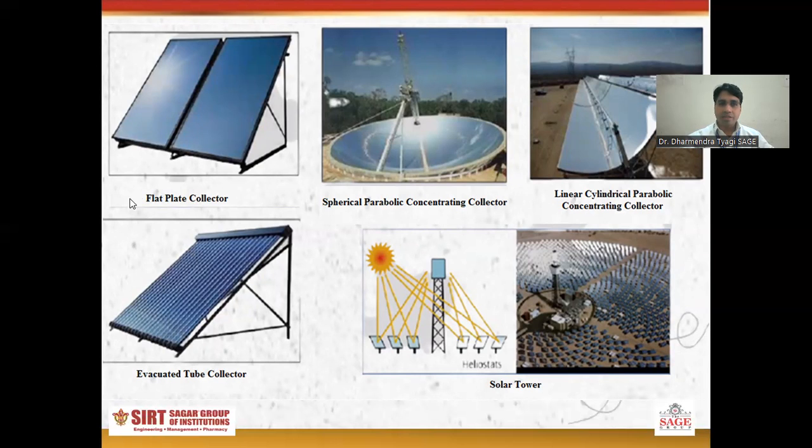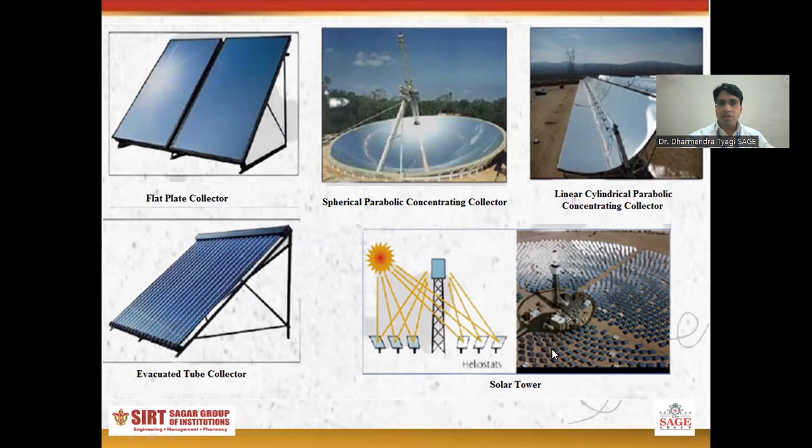Here you can see that this is the flat plate collector, and this is the point concentration, or we can say the spherical parabolic concentrating collector. But in case of this type of collector, the linear cylindrical parabolic concentrating type collector, here you can see that this is the line concentration, and this is ETC, and this is the picture of a solar tower.